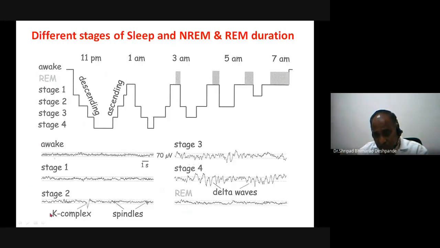So these things you can study: how this awake state, stage 1, and the slowing of the waves, you see these slow waves building up. You have delta waves appearing, then suddenly the disappearance of the delta waves, and we have a desynchronized sleep. This is REM sleep.